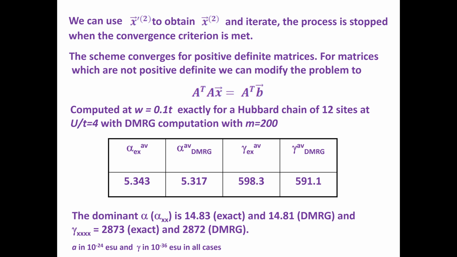And of course, if you look at the dominant component, the error is zilch, more or less. In alpha, it is 14.83 versus 14.81. And for gamma, it is 2873 versus 2873. So this is one of the most highly accurate techniques for obtaining frequency dependent response of a Hamiltonian. Okay.